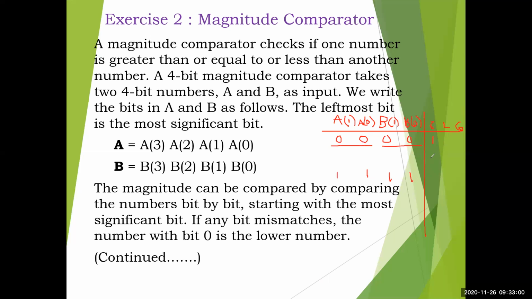Only 4 cases of 1 you will get. Okay, and remaining out of 16, 12 combinations, the 6 will be less than, 6 will be greater than. So like that you will have a pattern. Okay, so now they are asking in this exercise 4-bit comparison.